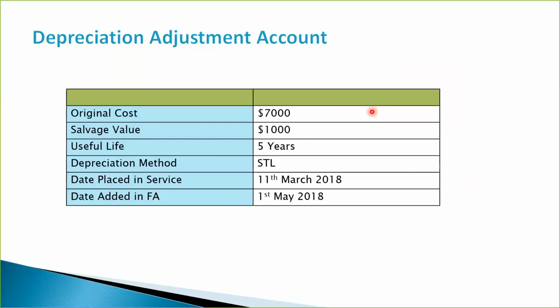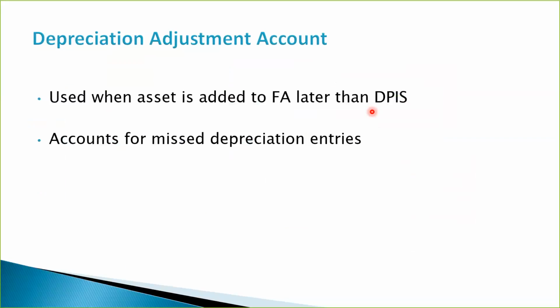An organization or a company can acquire an asset and put it in service, but that asset is added to the books later than the day when it was placed in service. So for example, if Maskani purchased a vehicle and they started using it on 1st January, but they added it to the books in FA in March.